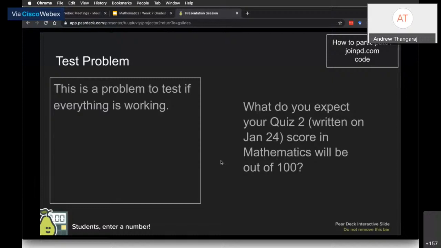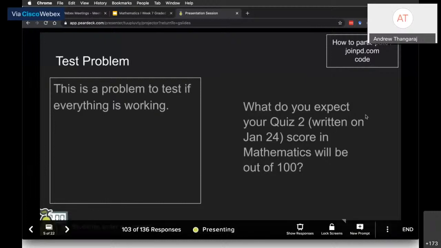How are we doing it? Once again, I'm repeating for those who entered a little bit late. This is a test problem. If you go to joinpd.com and enter the code FKZUKM, you will be able to see a way to answer this question. This is just a sample question just to see that everything is working. Hopefully, it's working for you.